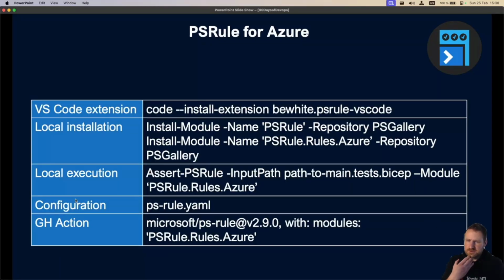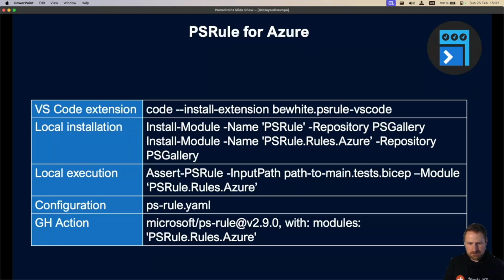So this table gives you an overview on how to install the VS Code extension for PSRule, how to install the modules locally from the PowerShell Gallery, how to execute those tests using the Assert-PSRule cmdlet, mentioning psrule.yaml, which is a configuration file you can use to tweak the behavior of PSRule, and the fact that there is a built-in GitHub Action that you can leverage instead of running the raw PowerShell cmdlets in your pipeline.